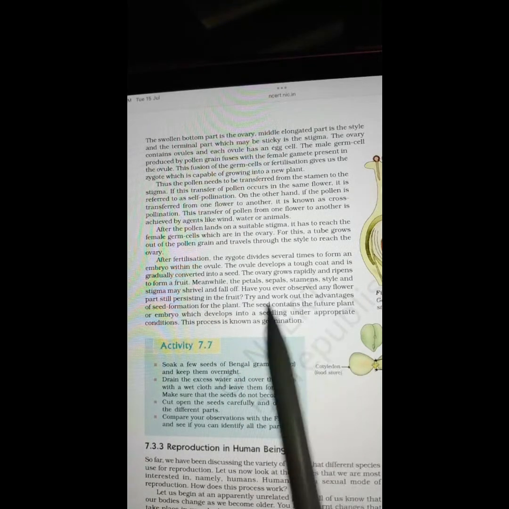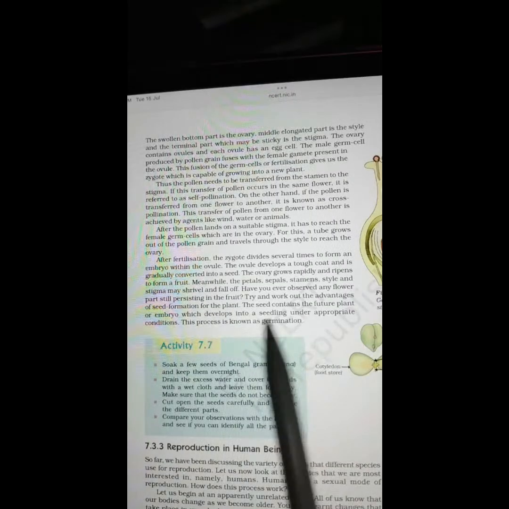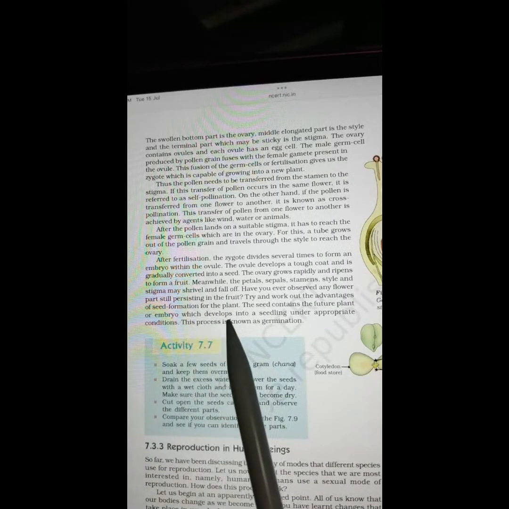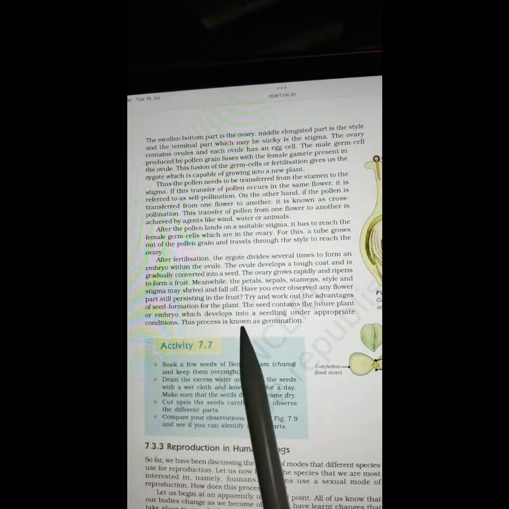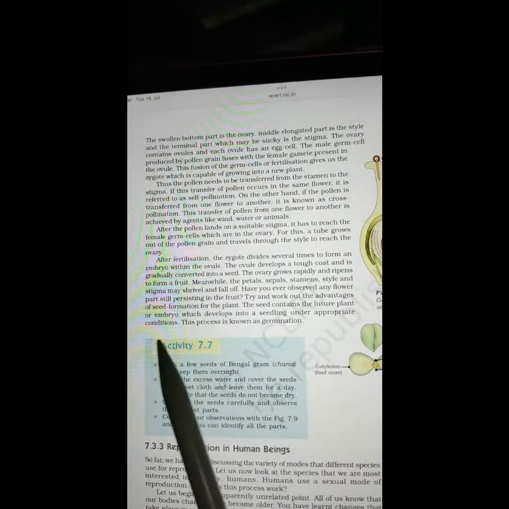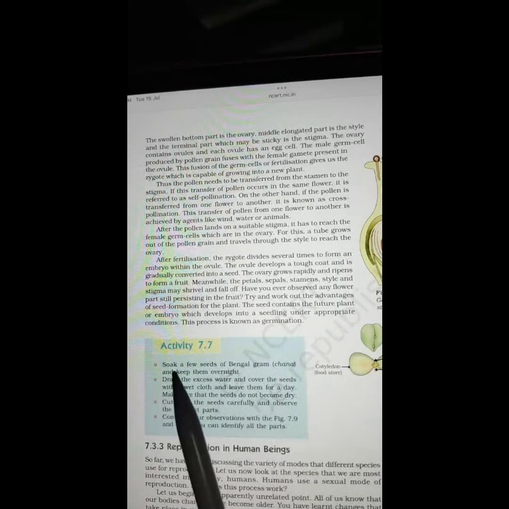Have you ever observed any flower part still persisting in the fruit? Try and work out the advantages of seed formation for the plant. The seed contains the future plant or the embryo which develops into a seedling under appropriate conditions. This process is known as germination.